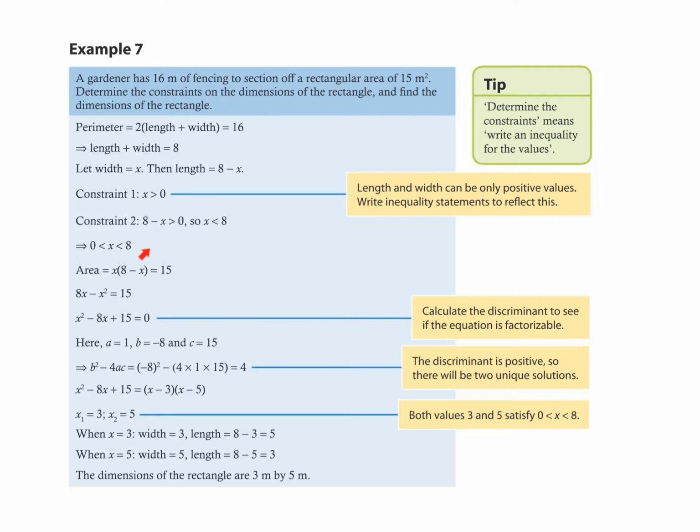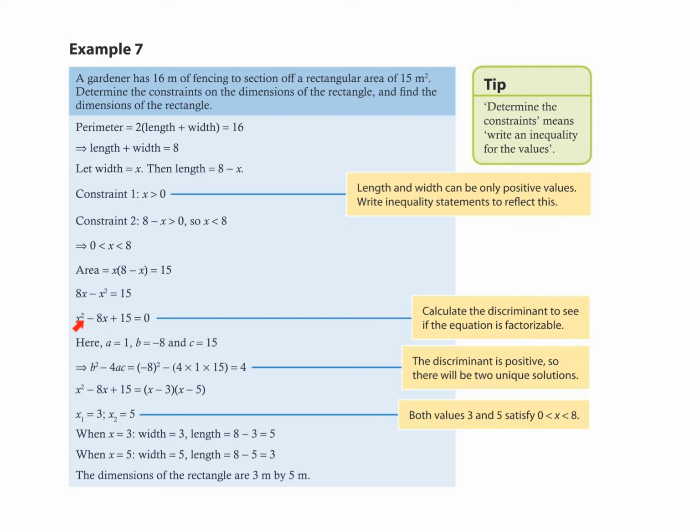Okay, now we start making a quadratic equation. We do that because we know the area is 15 square meters, and the area is going to be the length times the width. Well, the width is x in this case. We've given the width as x, and the length is 8 minus x. So when we multiply those together, we're going to get the area, which is 15. So that's 8x minus x squared equals 15.